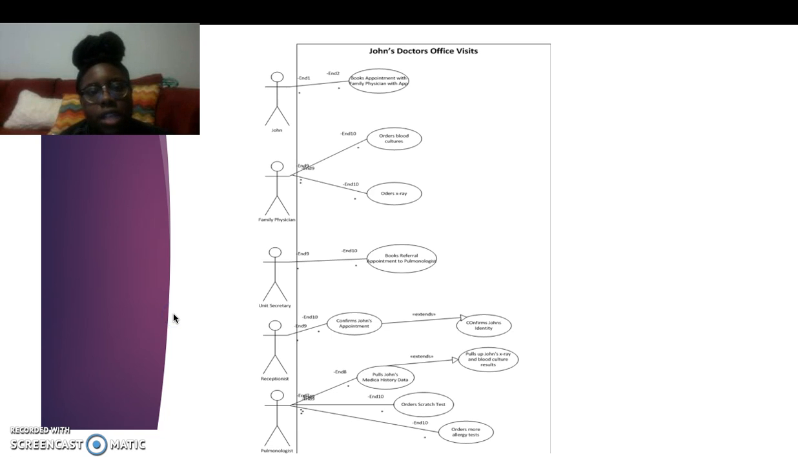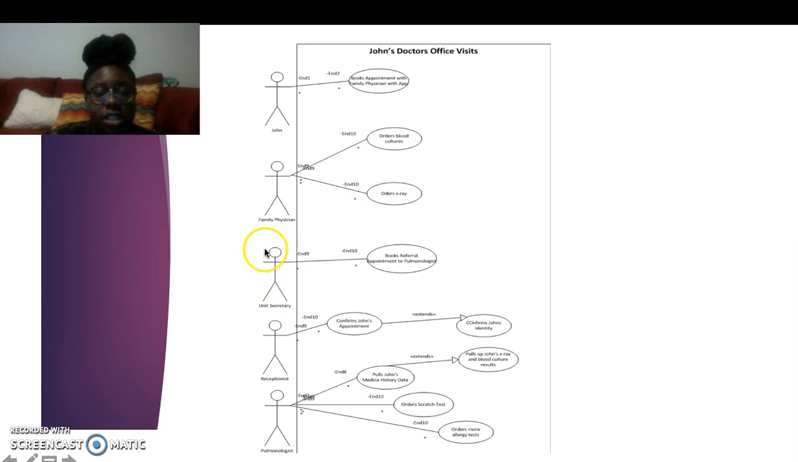So this is my use case diagram, and it's just all the actors in the scenario and how they interact with the system. So John interacts with the health information system by booking his appointment online with the family physician through their app. Next would be the family physician. He interacts with the system by ordering blood cultures for John once he hears all of his symptoms, and ordering a chest x-ray for him.